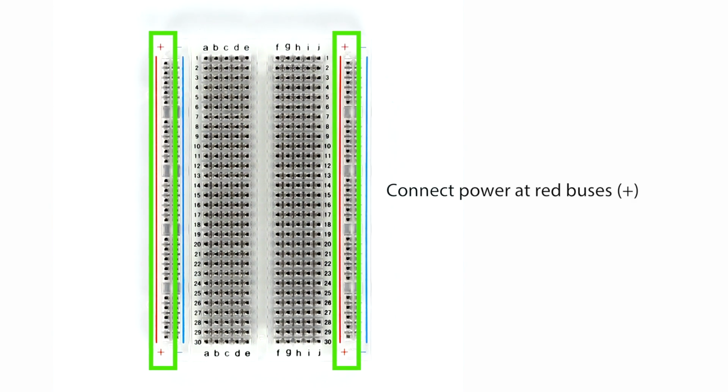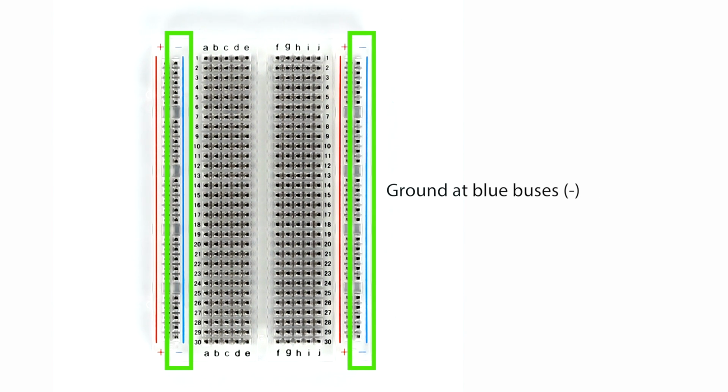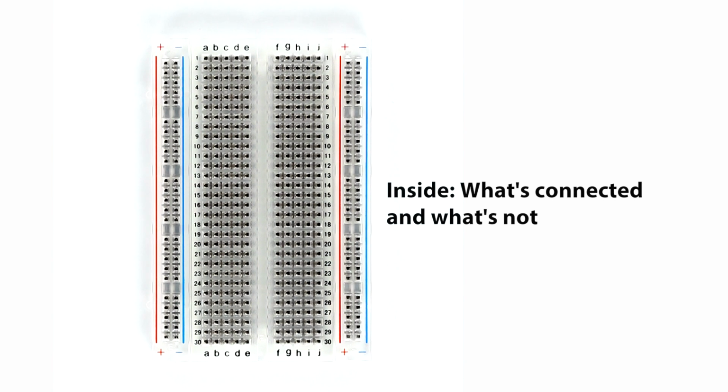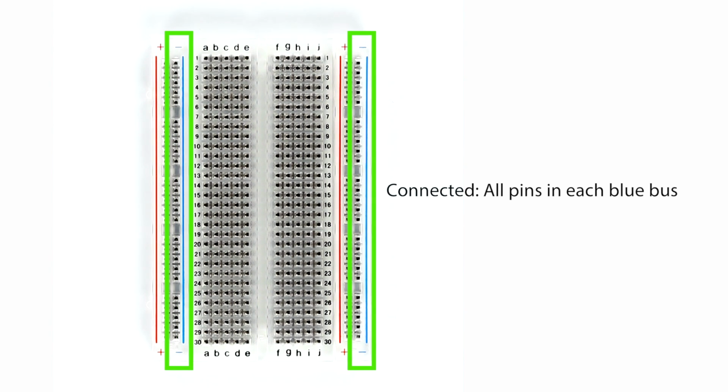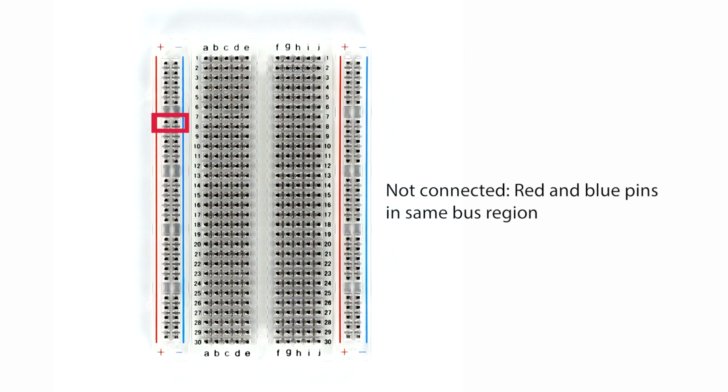Connect external power to the breadboard in the red buses and ground the breadboard using the pins in the blue buses. Inside the breadboard, the pins are connected in specific patterns. All pins on each red bus are connected, as are all the pins on each blue bus. However, the red and blue buses within each region are not connected.